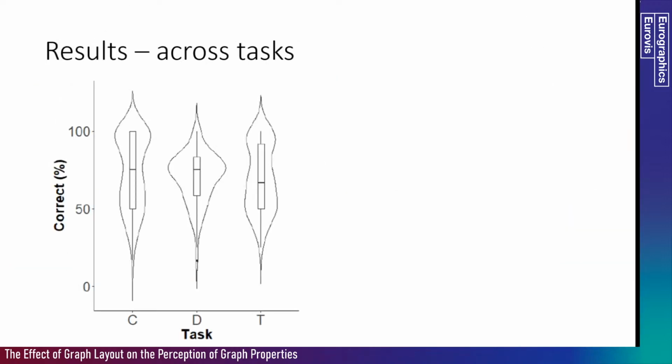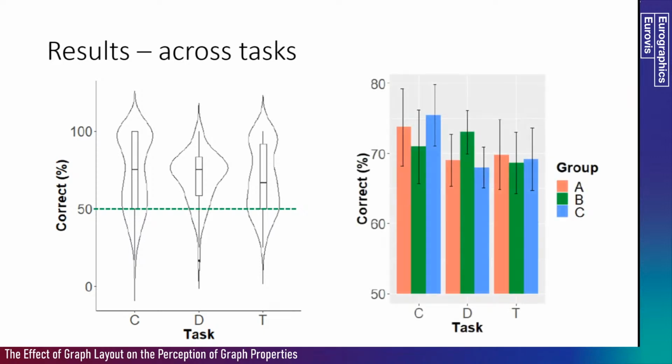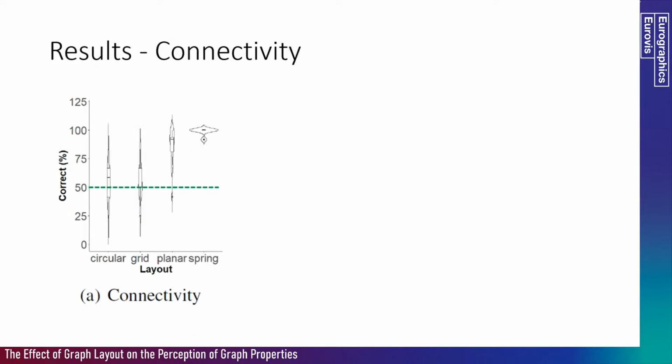Moving to the results. Here you can see a comparison of the performance between the 3 tasks. Performance was significantly different than chance in all cases. So participants performed all tasks in a meaningful way. Also, there was no significant main effect of the task, meaning that the 3 tasks had similar level of difficulty. Moreover, there was no effect of the group, so the order of the tasks did not affect the performance. Then, we analyzed each task separately.